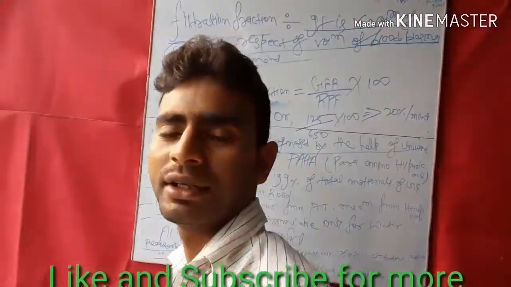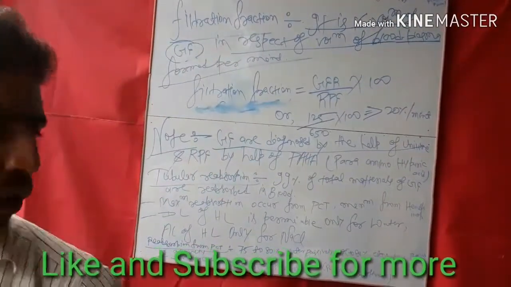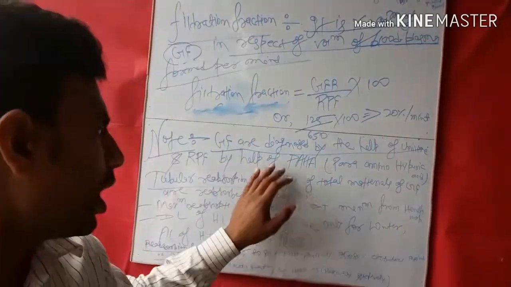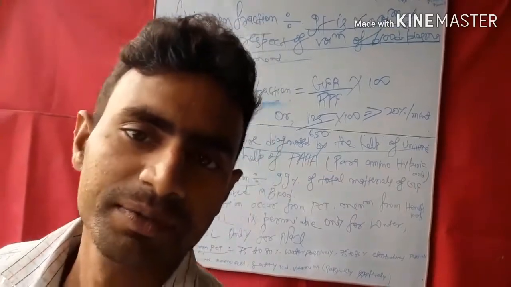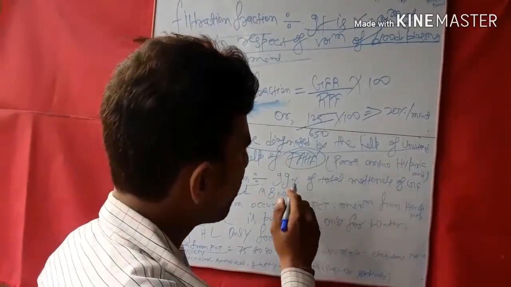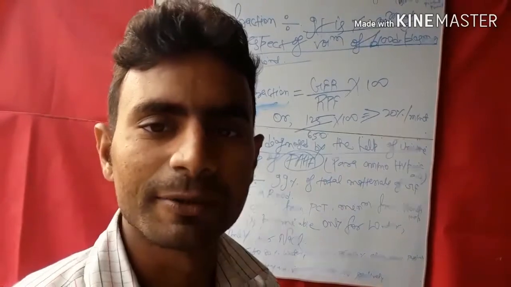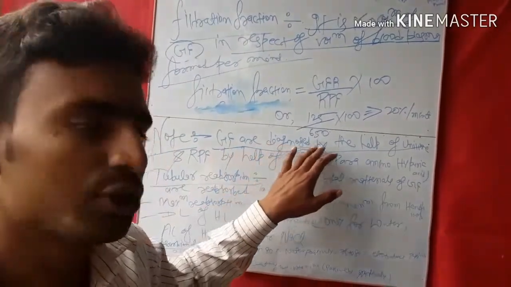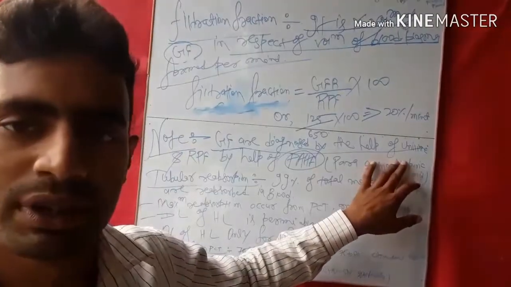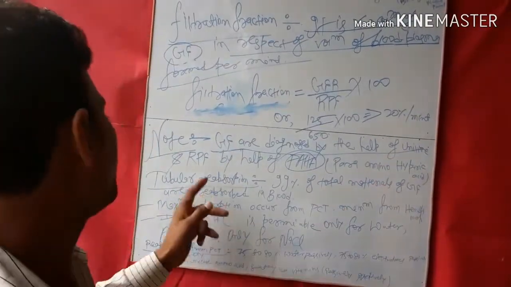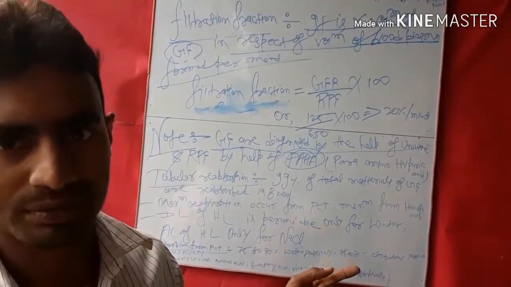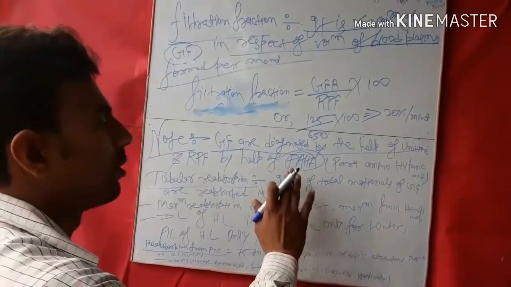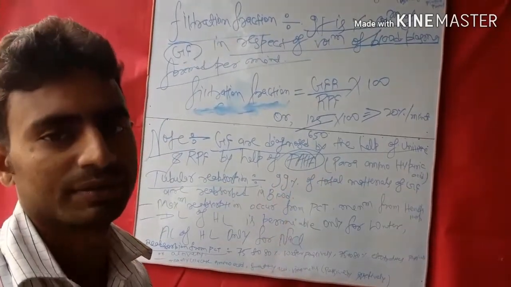After that, there is one note: the glomerular filtrate is diagnosed with the help of urine, and renal plasma flow with the help of PAHA, para-aminohippuric acid.